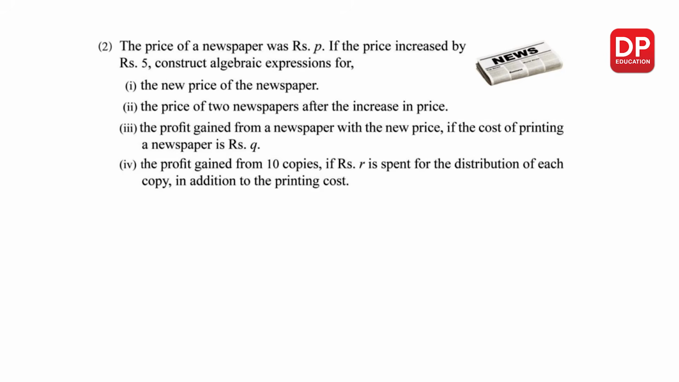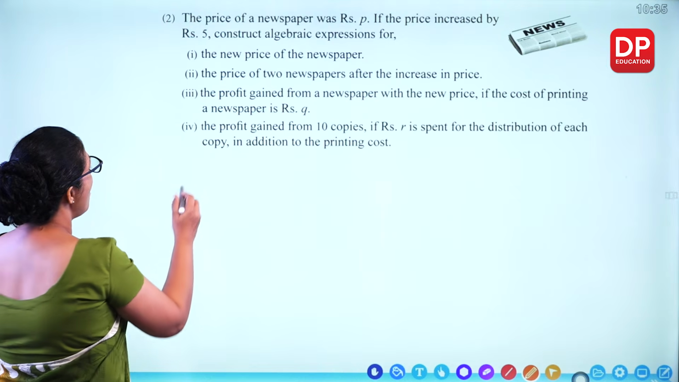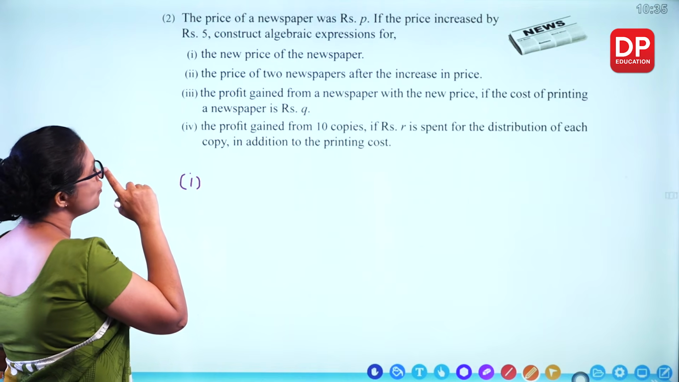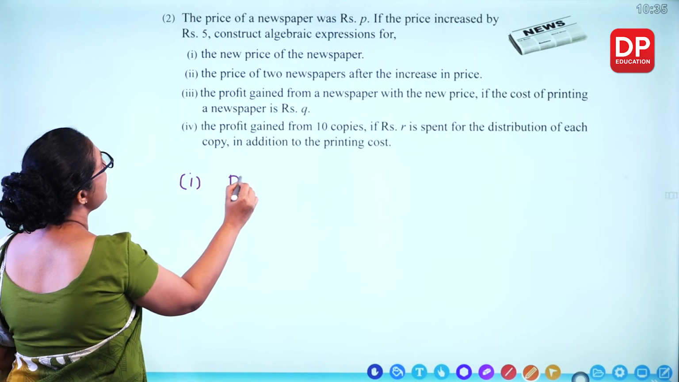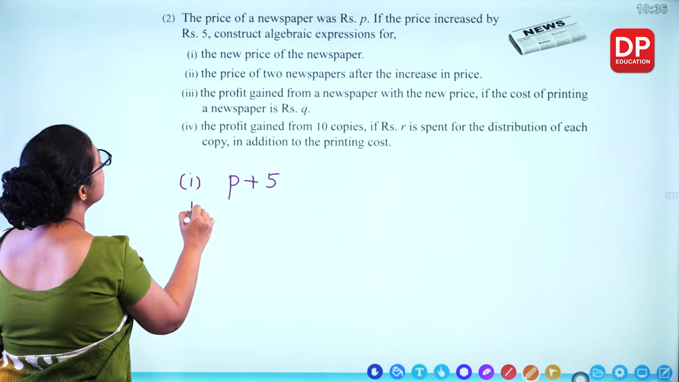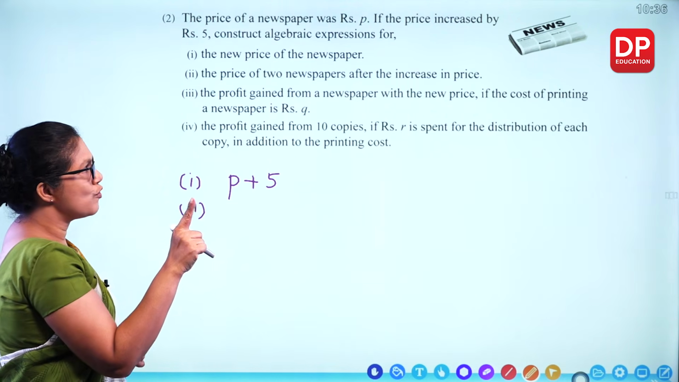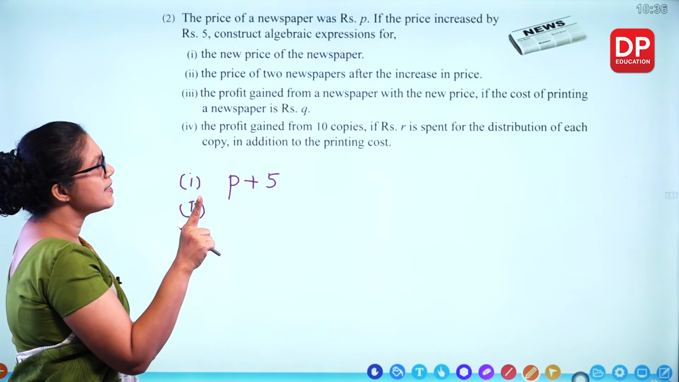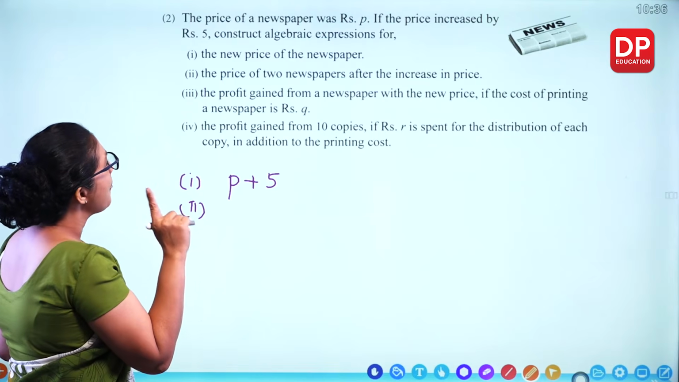Question number 2. The price of a newspaper was P rupees. If the price increased by 5 rupees, construct algebraic expressions for the new price of the newspaper. Earlier P, now increased by 5. P plus 5. Second part, the price of 2 newspapers after the increase in price.